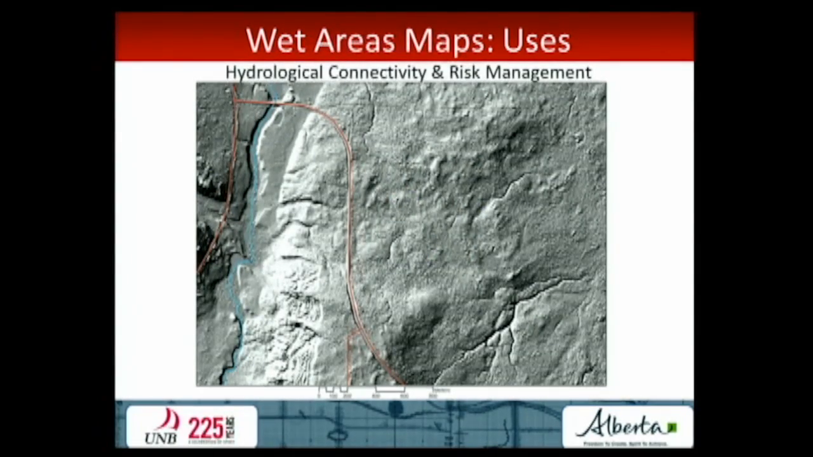Some of the uses of the wet areas maps to date, just kind of a broad overview. What you see here is a representation of mapped water features. So all of the provincially mapped features are currently turned on in this image, and all we can see is a stream that runs north-south.